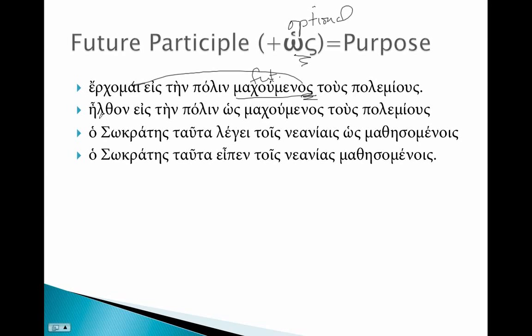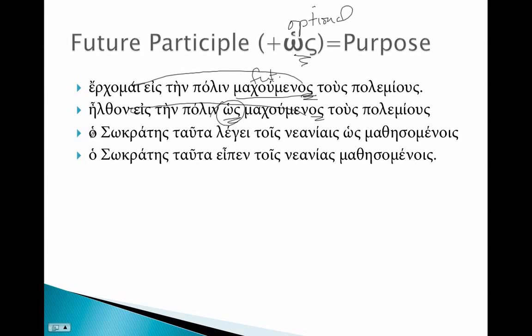And I went to the city, elthon es ten polin, hos, I use the optional there, in order to fight, still modifying I, in order to fight the enemy. So here, the form doesn't change. We're just using the future participle. The only thing that's different here is this hos.